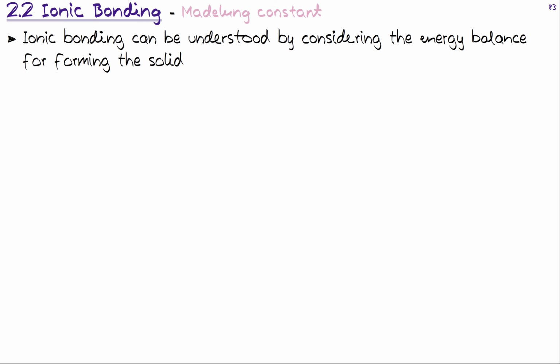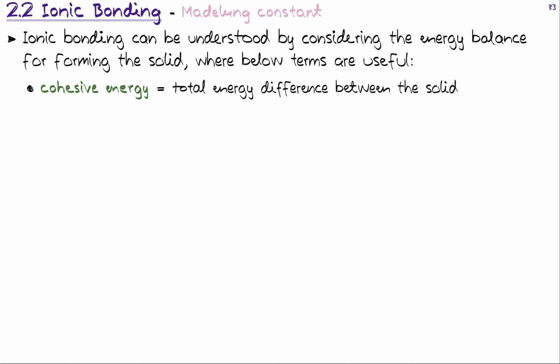So ionic bonding can be understood simply by considering the energy balance and minimization of energy when we are forming a solid. And in order to help us out, the terms below have been used and defined. There's a thing known as cohesive energy, and please be warned that there are different ways to define cohesive energy. Our book and booklet are using the same way, but other people may have a different meaning for it. For us, in this course, it is the total energy difference between the solid and the isolated constituent atoms.